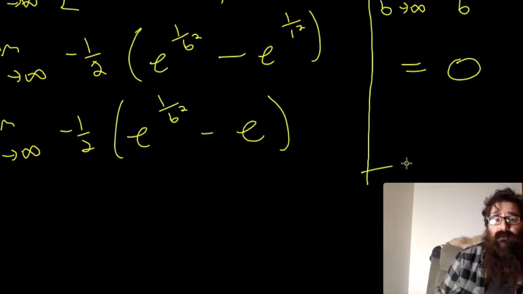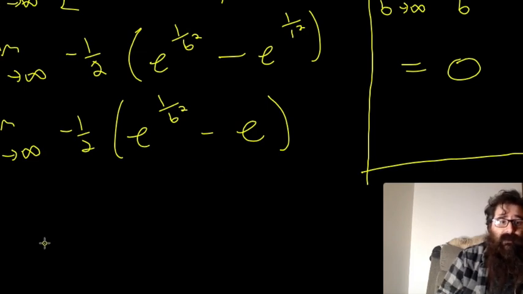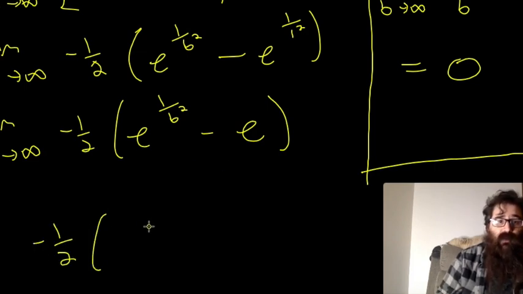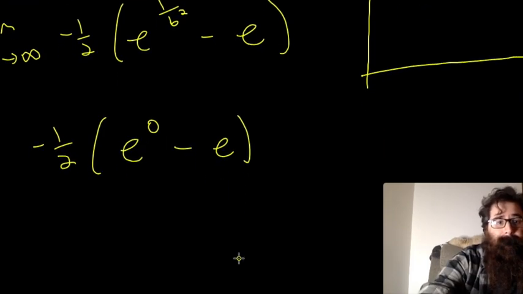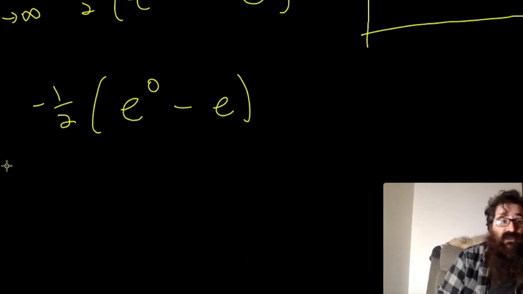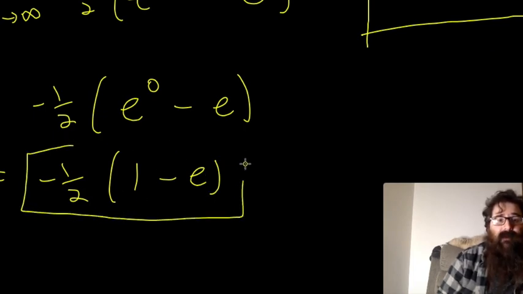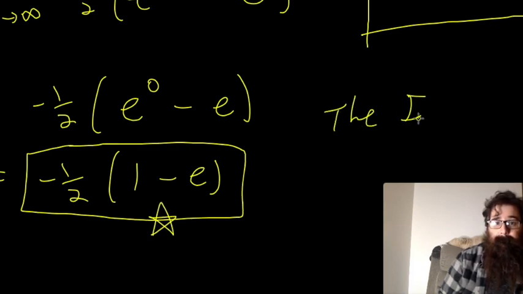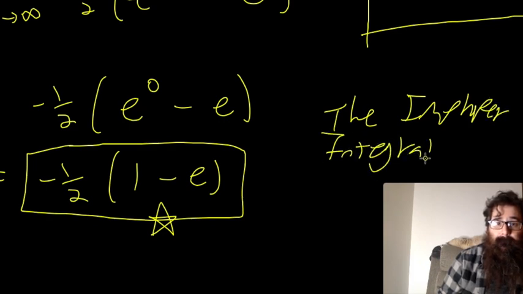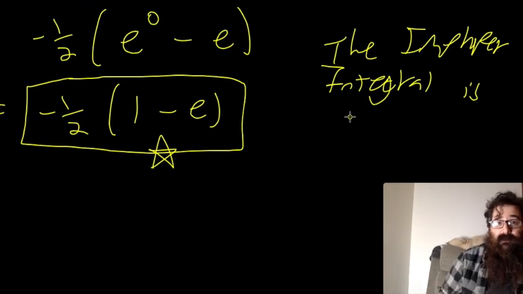So if I keep that in mind, let me take the limit now. I have negative 1/2, and then here in the parentheses, I have e to the 0 minus e. We know e to the 0 is just 1, so negative 1/2 times 1 minus e. And this is just a number. This is some constant, some finite number. So what this means is the improper integral is convergent.